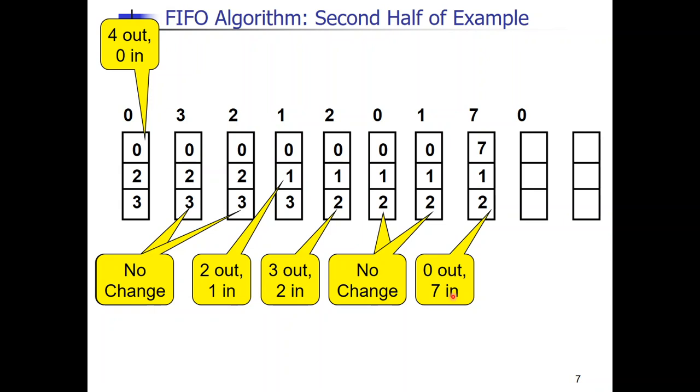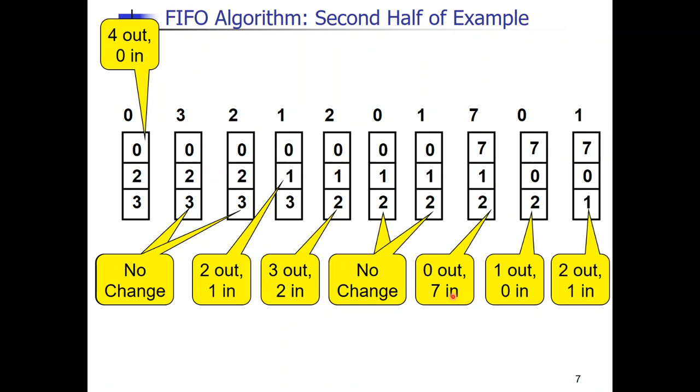We still need to do it, so 1 will go out, 0 will come back in. And the last request is for page 1. We would need to throw out 2 to get 1 back in. So that is the complete example for 20 page references in a particular page reference string.